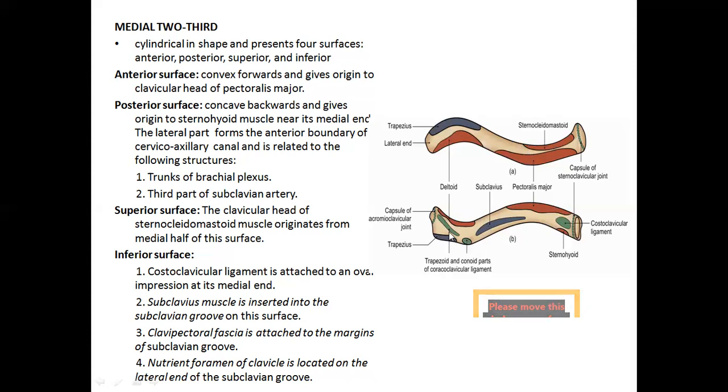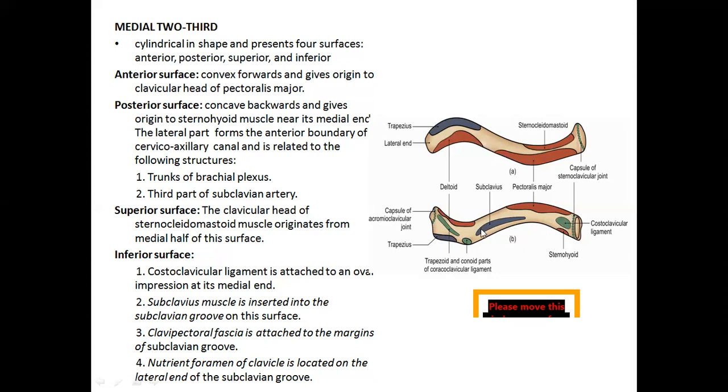Now coming to the inferior surface. What is the ligament we have? You can see this is the connection between the first rib and the medial end of the clavicle. You call it the costoclavicular ligament. The costoclavicular ligament is attached to an oval impression seen on the posterior-inferior aspect of the clavicle.